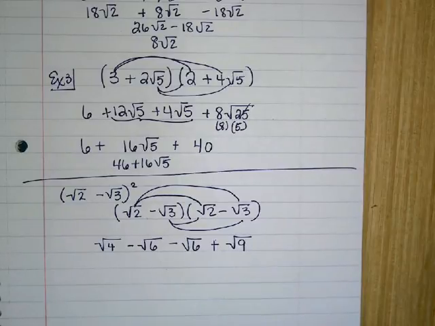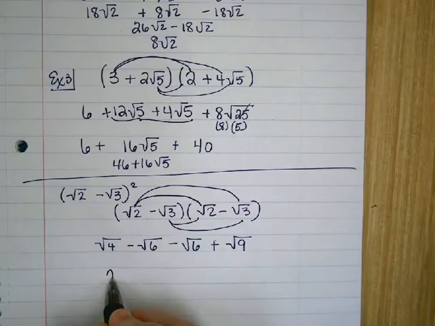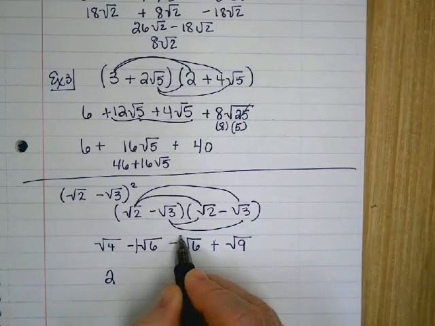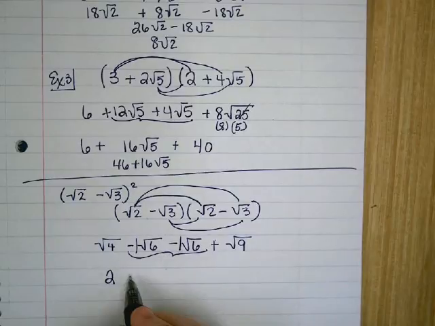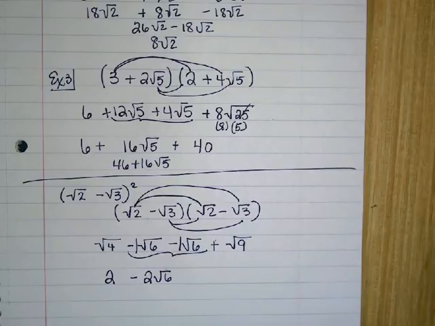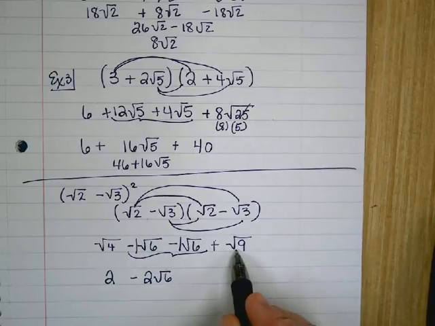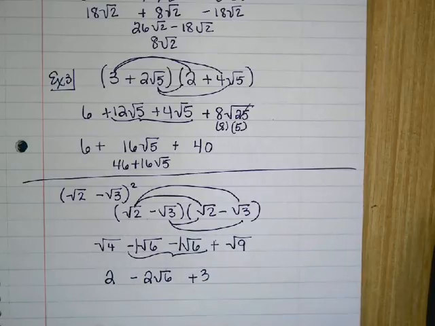Here we go. What's the answer to the square root of 4? 2. Now this is minus 1 square root of 6 and minus another square root of 6. So together that's going to make minus 2 square roots of 6. Everybody knows why that works that way, right? It's not 12. What's the answer to the square root of 9? 3. Combine your 2 and 3. Okay, we got that? Can we do that?